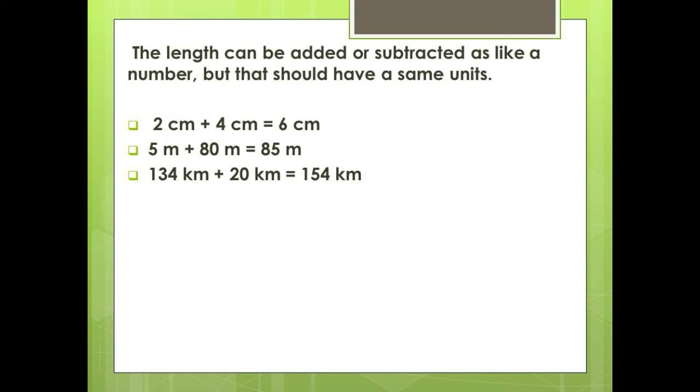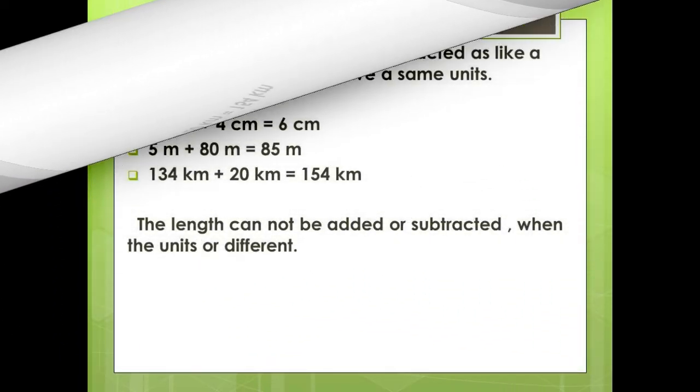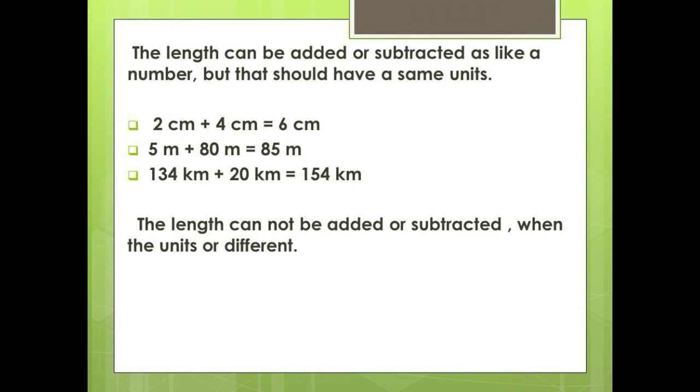Here also we have kilometer. In 20 also we have kilometers. So kilometer plus kilometer we can add. The length cannot be added or subtracted when the units are different. See here, we should not add or subtract the numbers when it has different units.